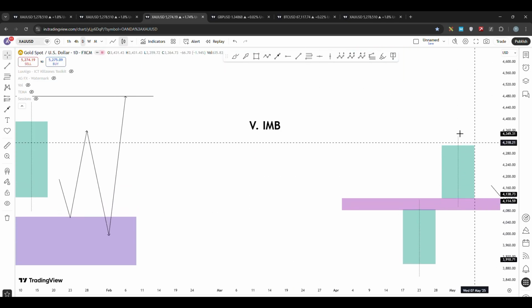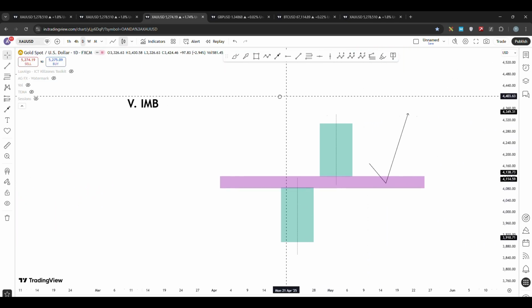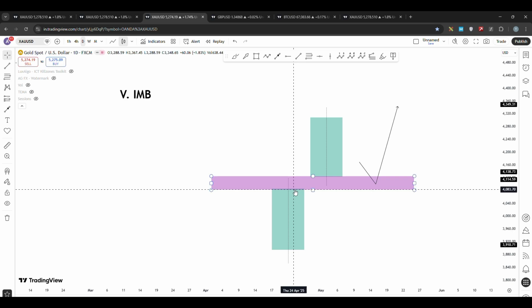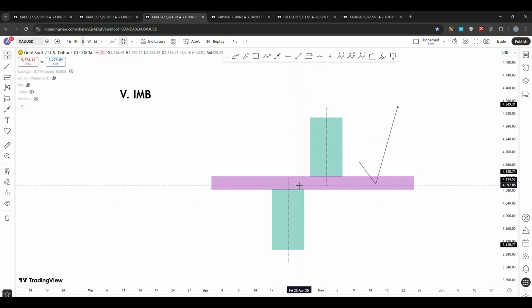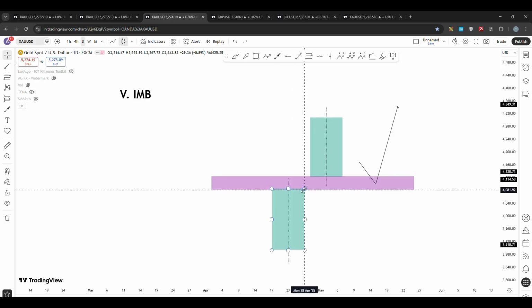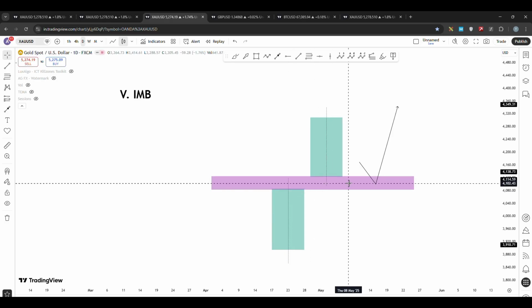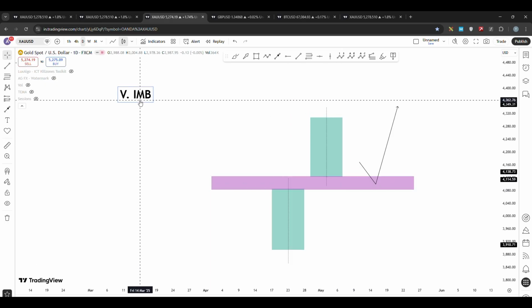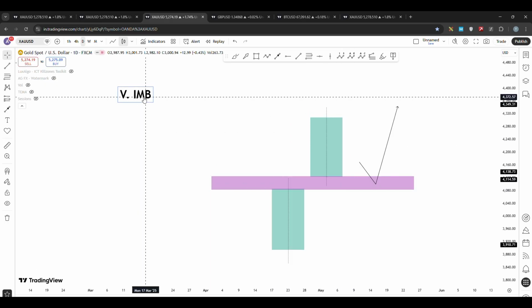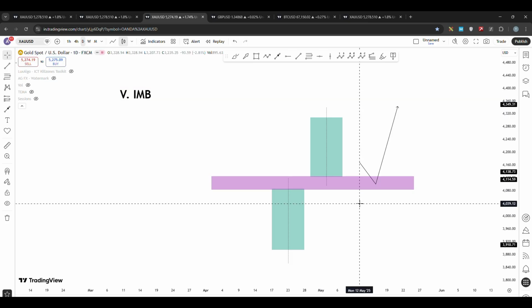Now let's talk about the fourth kind of gap, which is called volume imbalance. So when you see this kind of two candle formation where there is a gap between the bodies of both the candles, but the wicks are in contact with each other, this kind of gap is called a volume imbalance. Volume imbalance is also one of the important POIs that we see in the market, but yes, we do not see them very often, but whenever they form, they act as very important POIs. Okay, so now let me show you some examples.